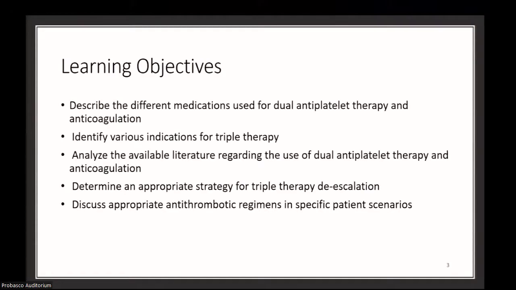At the end of this presentation, the learner should be able to describe the different medications used for dual antiplatelet therapy and anticoagulation, identify various indications for triple therapy, analyze available literature regarding the use of dual antiplatelet therapy and anticoagulation, determine an appropriate strategy for triple therapy de-escalation, and discuss appropriate antithrombotic regimens in patient-specific scenarios.